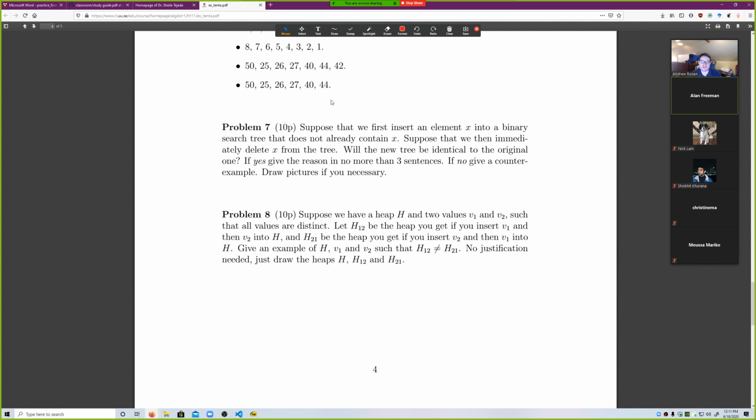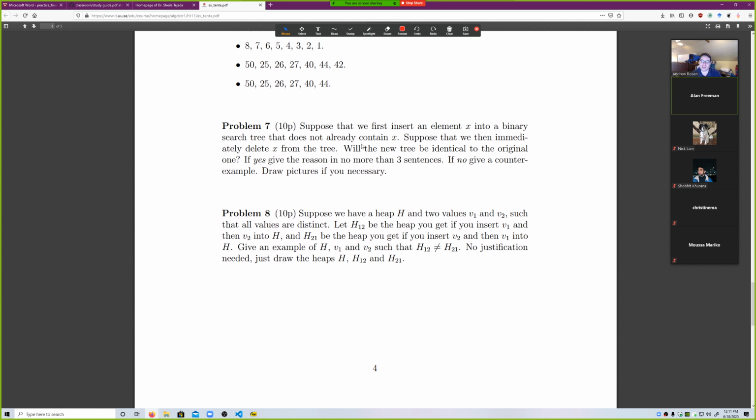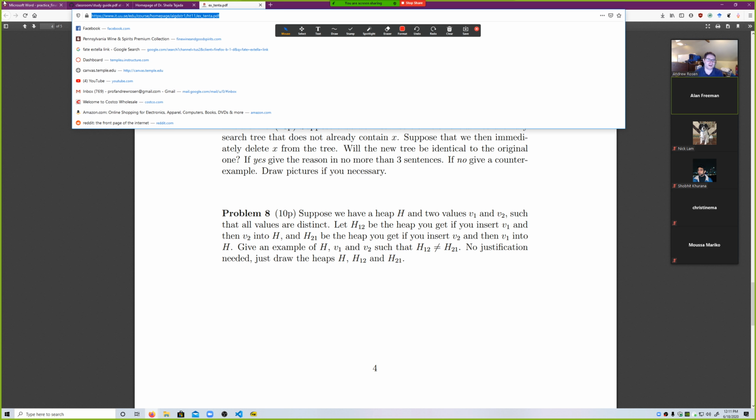So here's a good theoretical question. Suppose we first insert an element x into a binary search tree that does not already contain x. Then we immediately delete x from the tree. Will the new tree be identical to the original one? If yes, give the reason in no more than 3 sentences. If no, give a counterexample. Draw pictures if necessary.